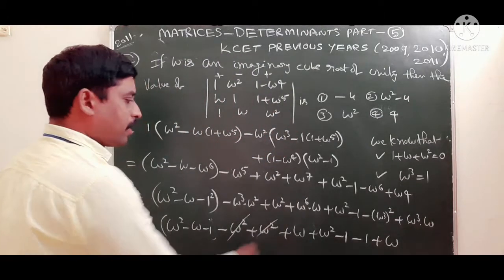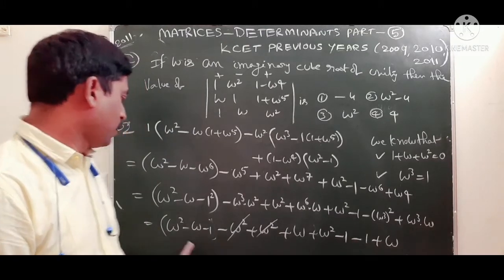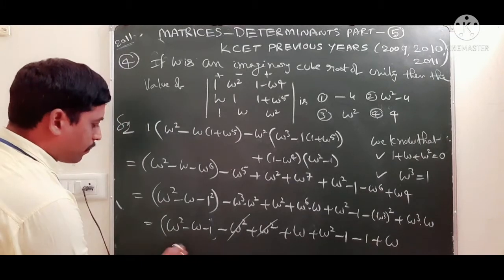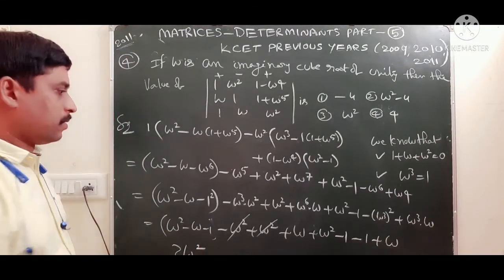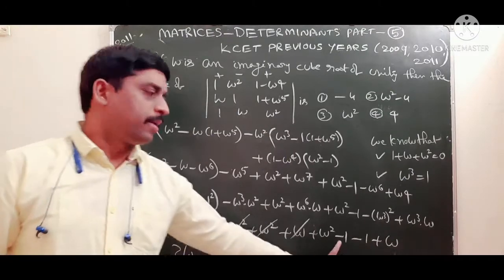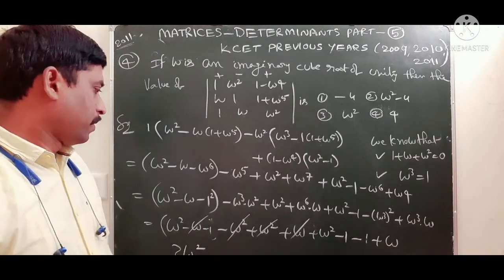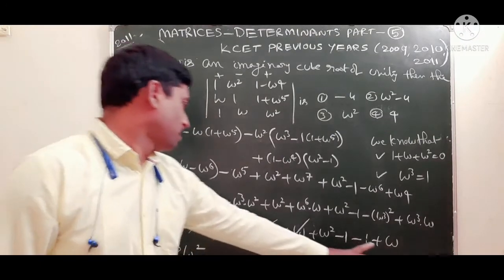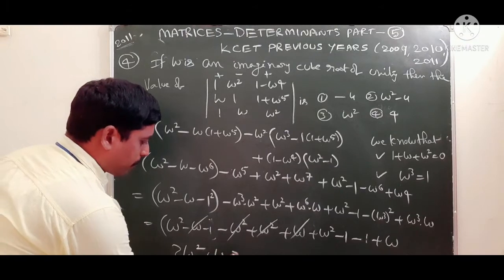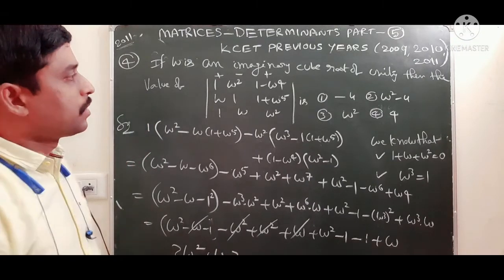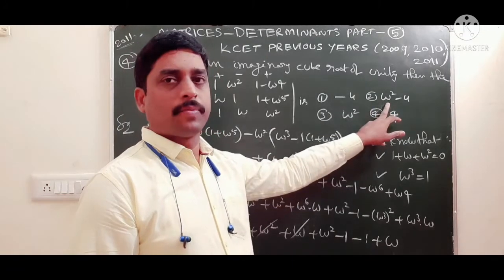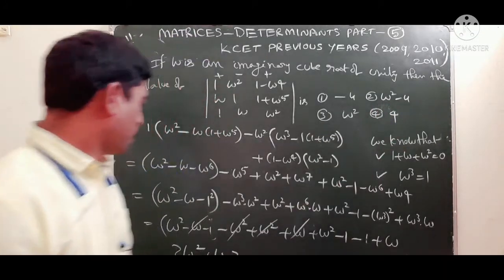Now omega square minus omega minus 1. Omega square gets cancelled. Omega square plus omega square gives 2 omega square. Minus omega plus omega gets cancelled. So minus 1 minus 3, and omega, minus 3. So what options are given? Minus 4 omega square minus 4, omega square minus 4, omega square 4.